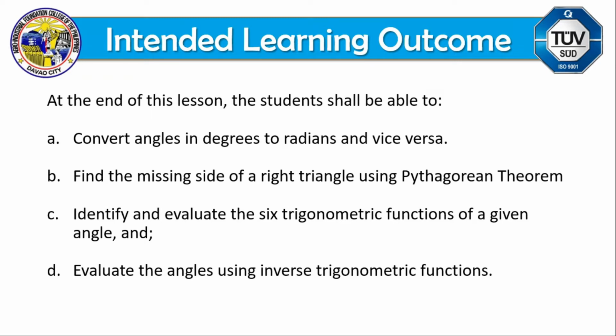The second is to find the missing side of a right triangle using the Pythagorean theorem. And third is to identify and evaluate the 6 trigonometric functions of a given angle. So when given a certain angle, what are the 6 trigonometric functions that we can get? And then evaluate the angles using inverse trigonometric functions. Coming from the 6 trigonometric functions, we pick one, and then we get the value of the missing angle. So this is what we need to build up. After the lesson, we need to develop this in you, so that you can do all of this.